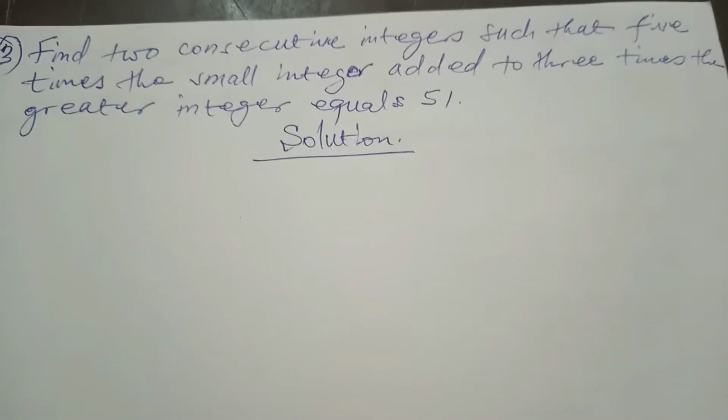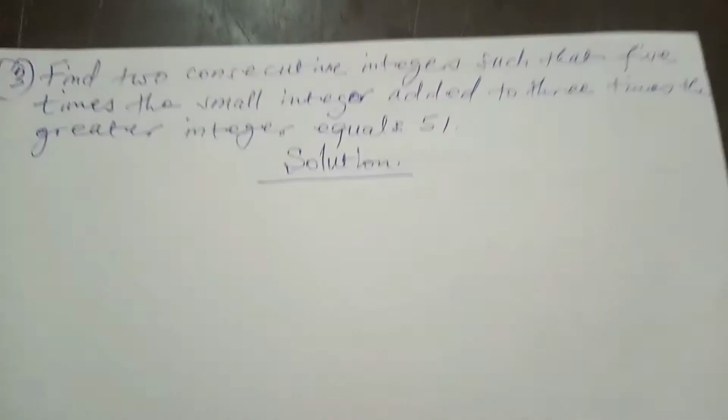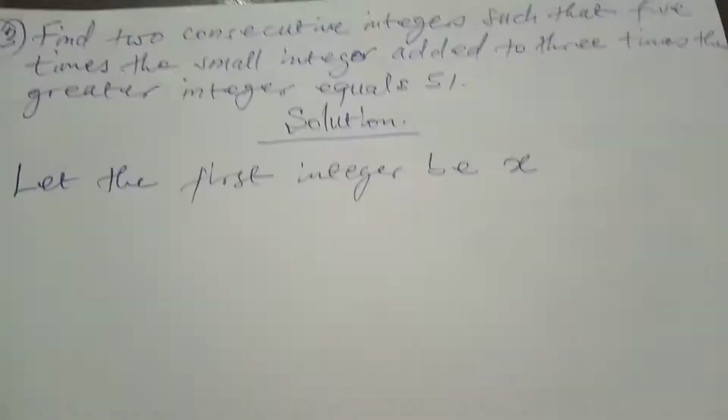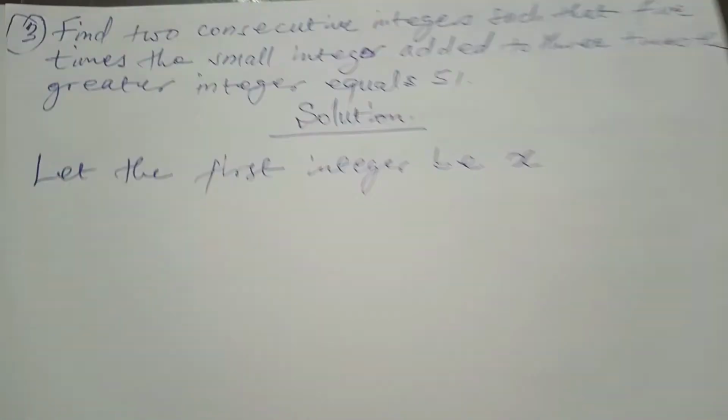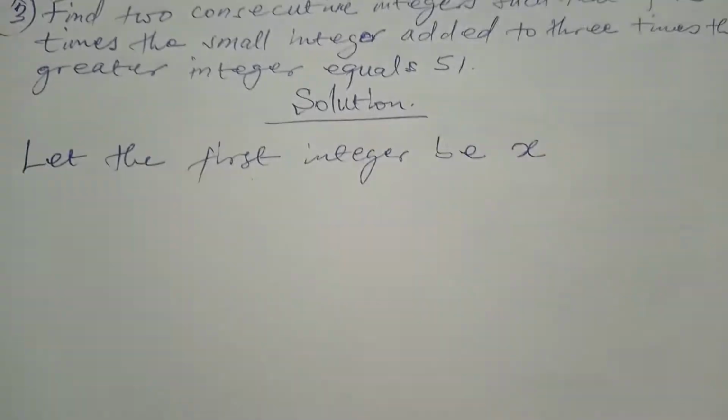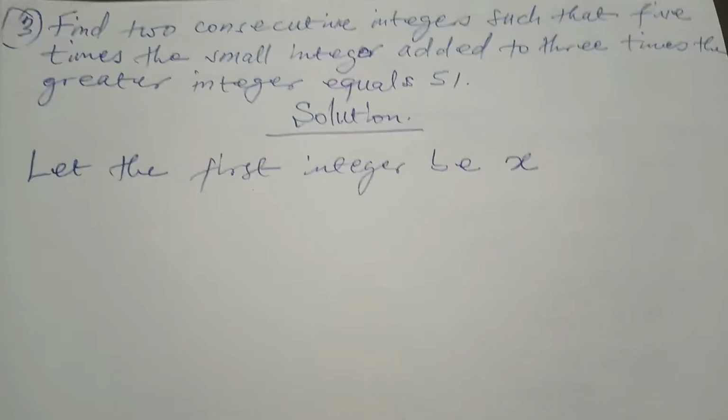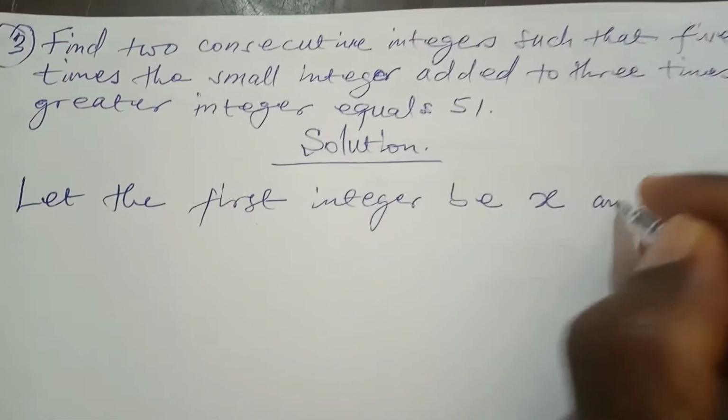So we let the first integer be x. If the first integer is x, it will just mean that whatever we have as the first one plus 1 will give us the next one. So the next one will be x plus 1.